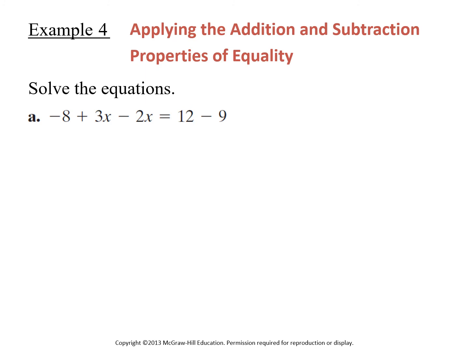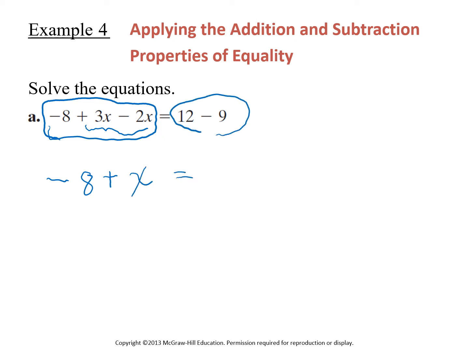Okay, now what we're recognizing is on the left side of this equation, we have an expression with 3 terms. And so we're going to simplify this expression by combining like terms. So I have 3x minus 2x, and I can combine those, and 3 minus 2 is 1x, or just plain x. And on the right side of the equation, I also have an expression that can be simplified by combining like terms. And 12 minus 9 is 3.